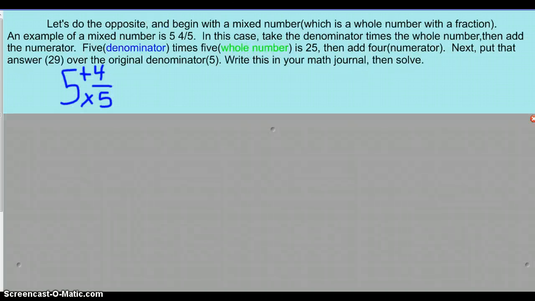Here's another review. Let's do the opposite and begin with a mixed number, which is a whole number with a fraction. An example of a mixed number is 5 and 4/5. In this case, take the denominator times the whole number, then add the numerator. Next, put the answer over the original denominator. Write this in your math journal, then solve. Pause the video now.